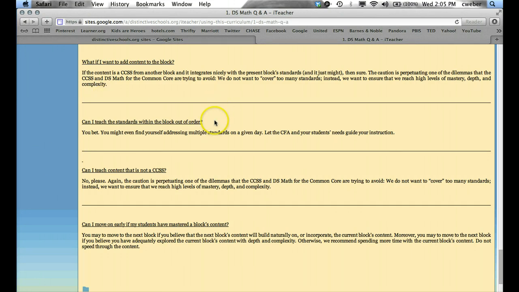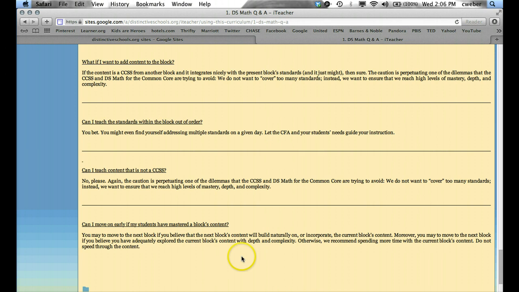Going back up, can you teach the standards within the block out of order? In other words, number base 10, 1, 2, 3, and 4 are represented in the first block of your grade level. You want to do number base 10, 3 concepts before. You bet. You might find that you're reordering how standards are sequenced in a block. You might find that in a given day or a couple of days' worth of instruction, you're really addressing more than one standard, and that's just fine. Really let this Common Formative Assessment, the CFA, and your students' needs guide what you're doing. But teaching standards out of order within a block, you betcha.